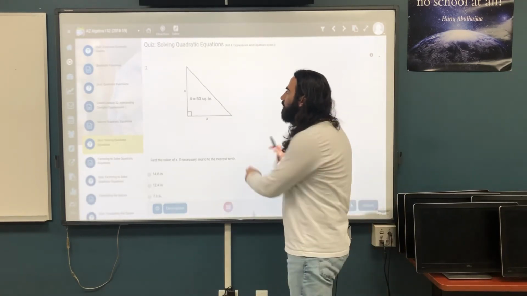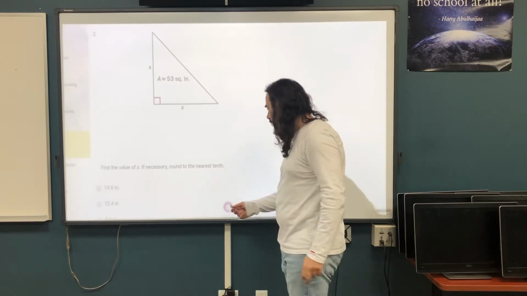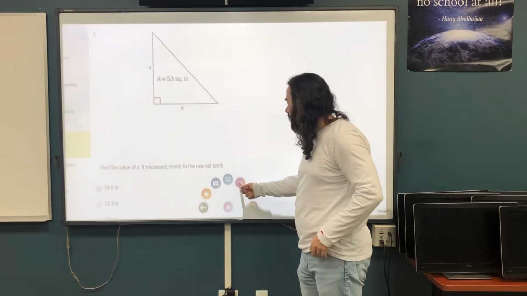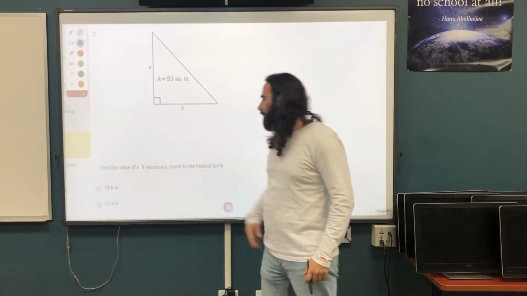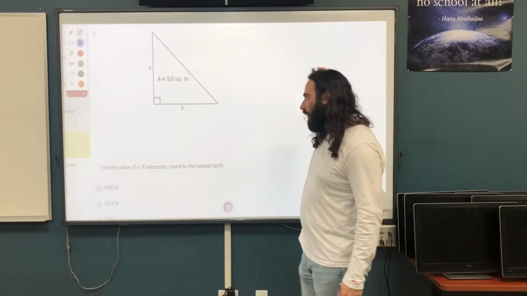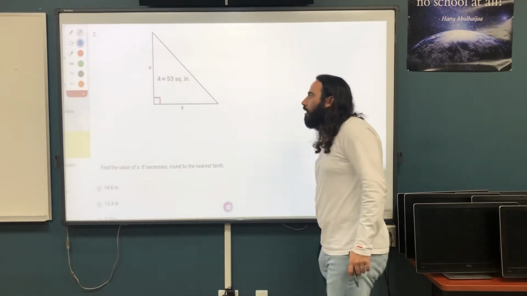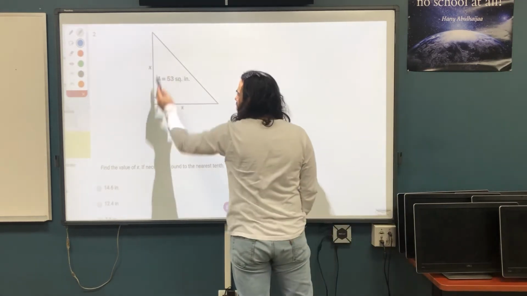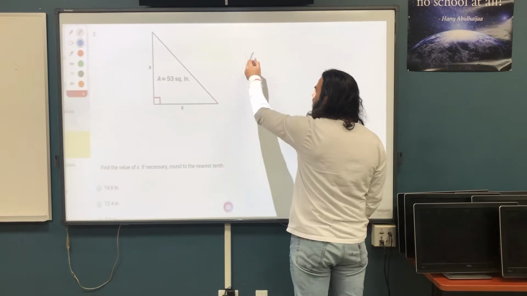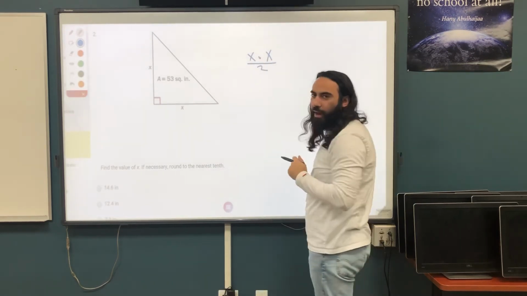In this case, let me zoom in. We have a triangle, okay? Of course, as you can see, a right triangle. Find the value of x, if necessary, round to the nearest tenth. We have that the area is 53 square inches. So, how do we find the area of a right triangle? Just multiply these two sides. So it's going to be x times x, and we divide it by 2. That's how we find the area.